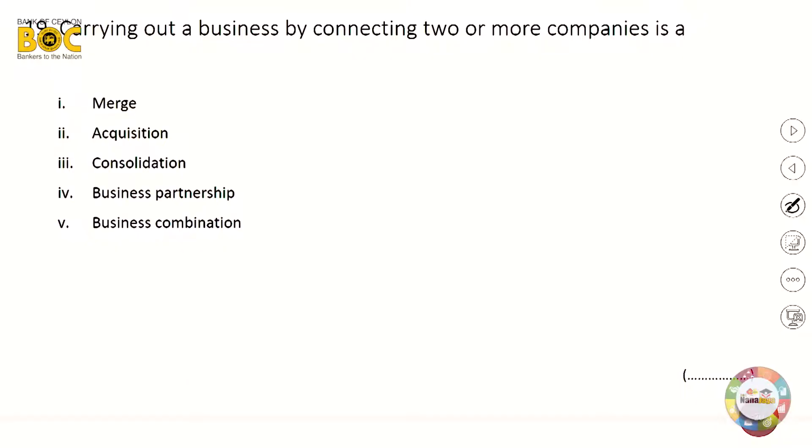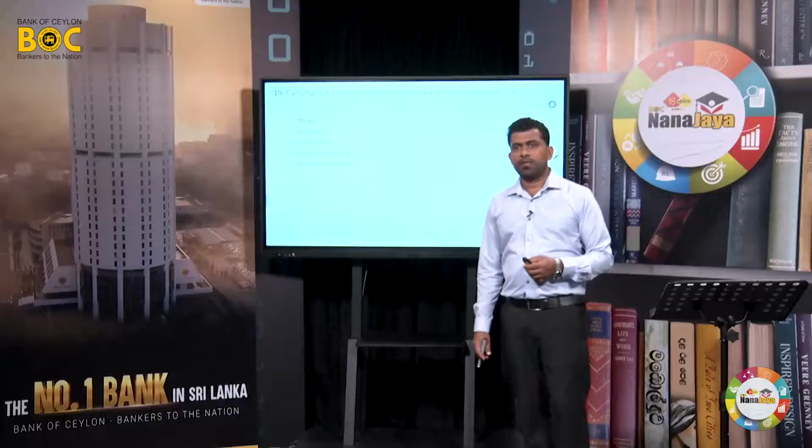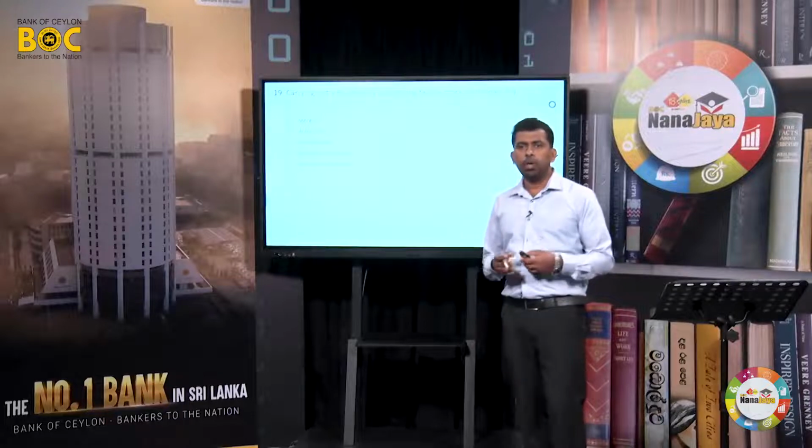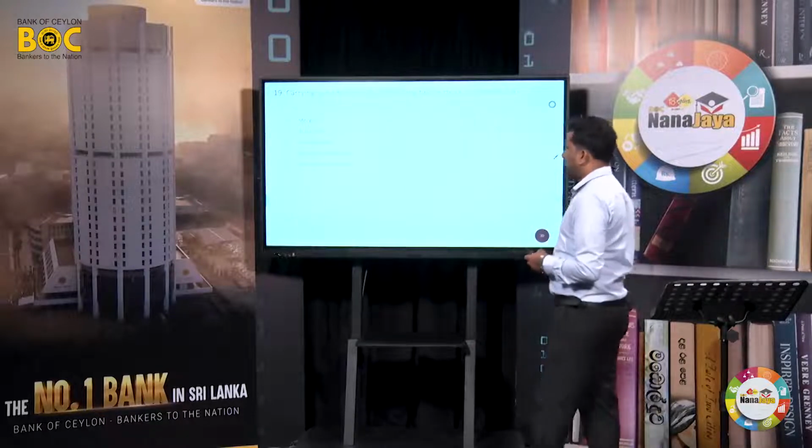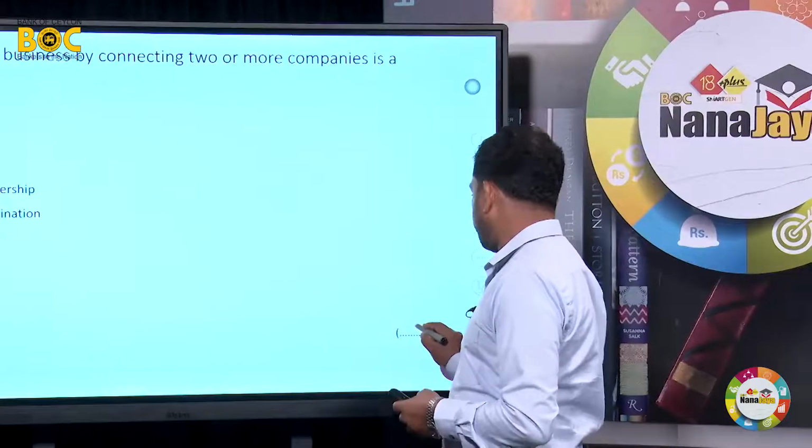Question number 19. Carrying out a business by connecting two or more companies is a merger, acquisition, consolidation, business partnership, or business combination. Business combination means carrying out a business by connecting two or more businesses. So the correct option is the fifth one.